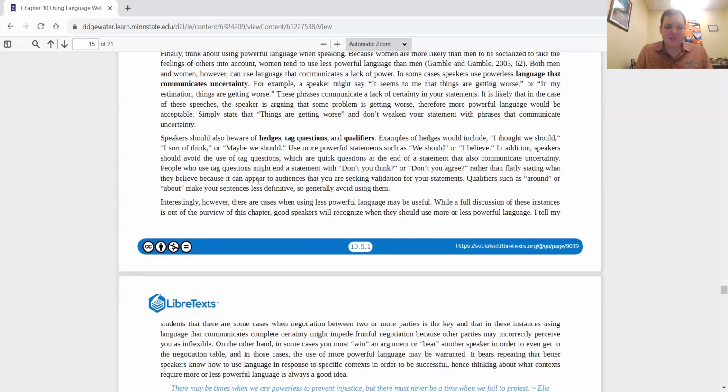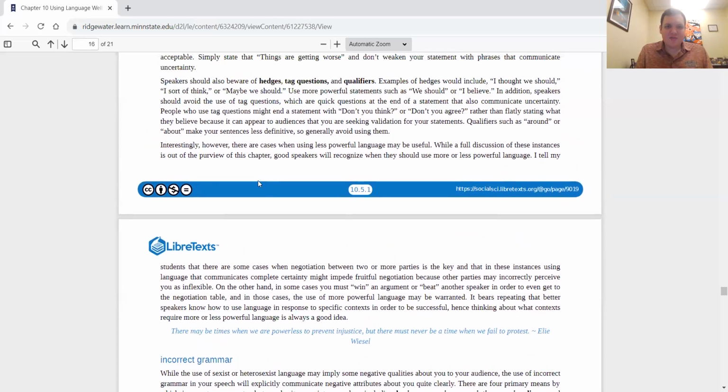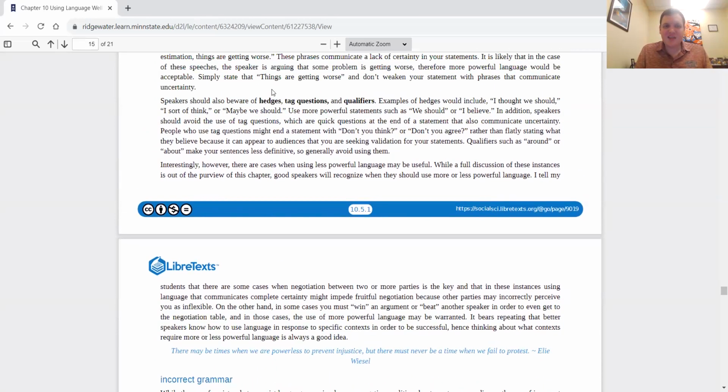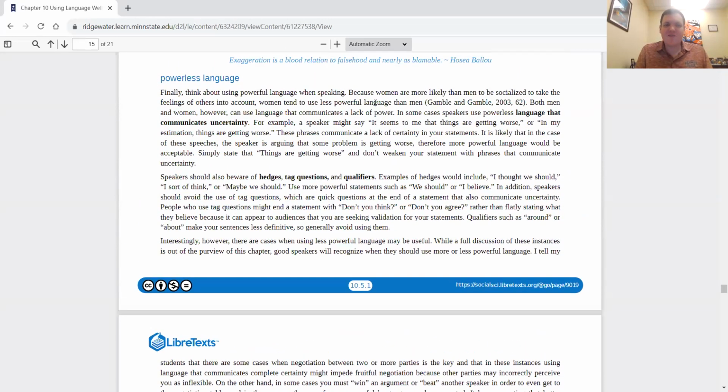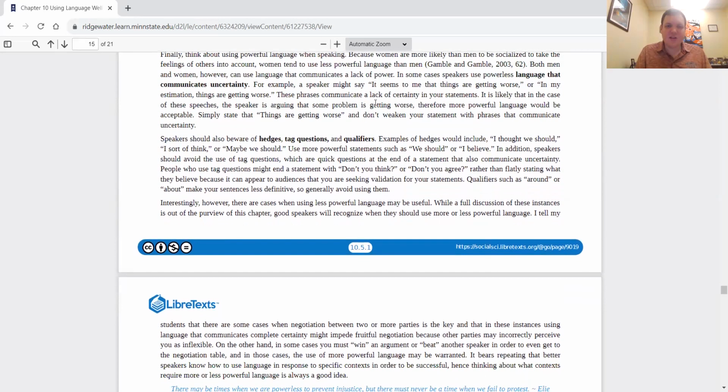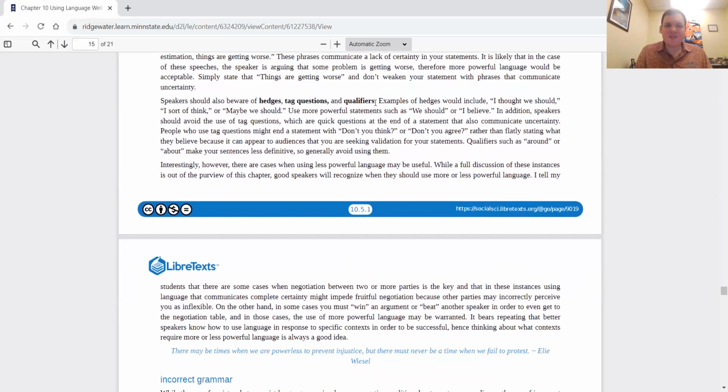It talks here about a variety of other terms, like hedges, tag questions, and qualifiers. Again, that's just not being very firm with what you're saying. If you did research and you're trying to persuade or inform the audience, you're the expert. I know what I'm talking about. I'm going to use firm language and say this is what should be done in this situation. So avoid tag questions or ending a statement with "Don't you agree? Don't you think?" rather than flatly stating what you should believe.